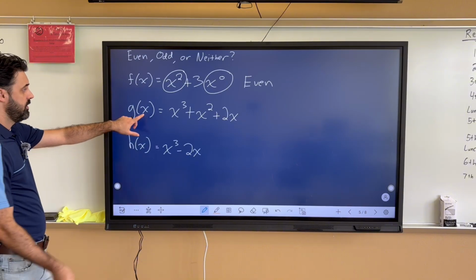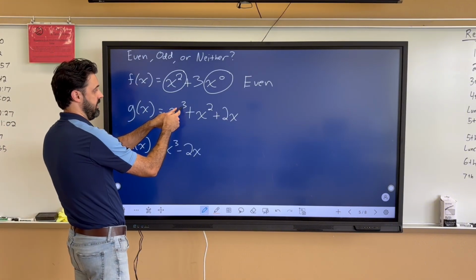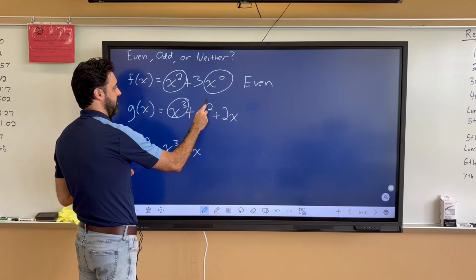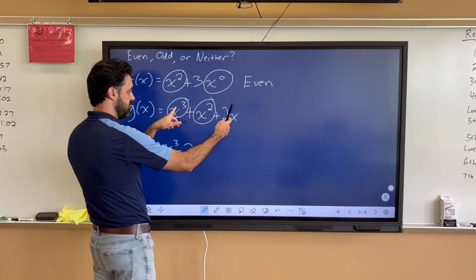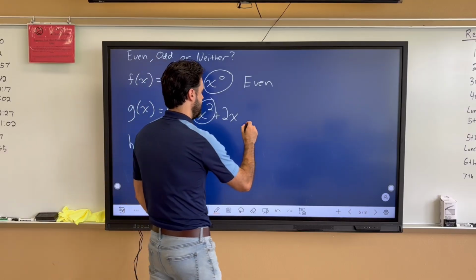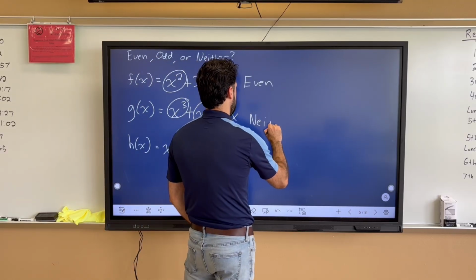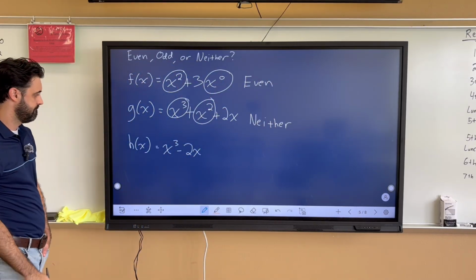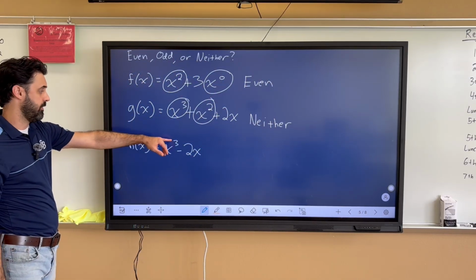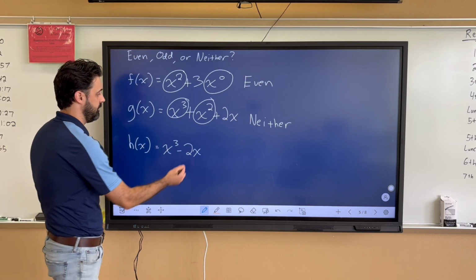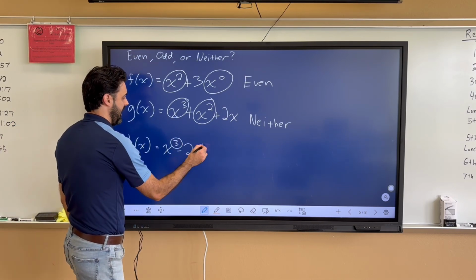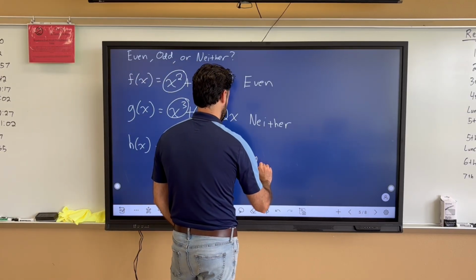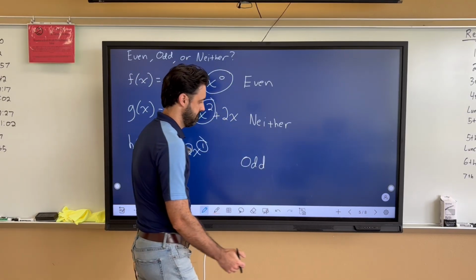Second function, the degree is odd, right? The biggest exponent is odd. But we have a mixture of odd exponents and even exponents. So even though there's two odds and one even, we say that it's neither. They have to all be odd or all be even for it to be an even function or an odd function. Then lastly, we have x to the third, then we have a 2 times x to the first. Again, it's our exponents we're looking at. They're both odd exponents, so it's an odd function.